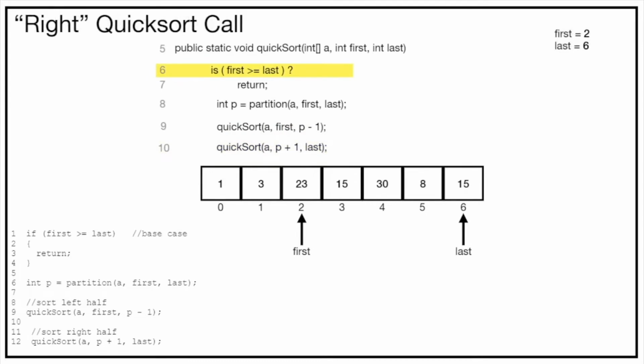The first step is to check our base case. 2 is not greater than or equal to 6. This means we can continue on to our recursive case, calling the partition method again, but this time passing our array, first, which is 2, and last, which is 6.